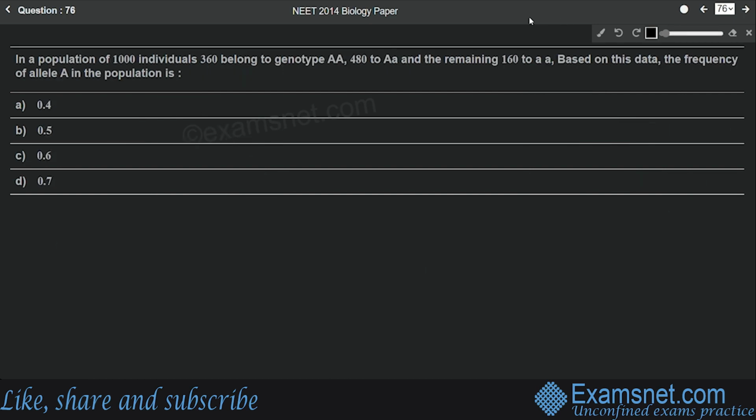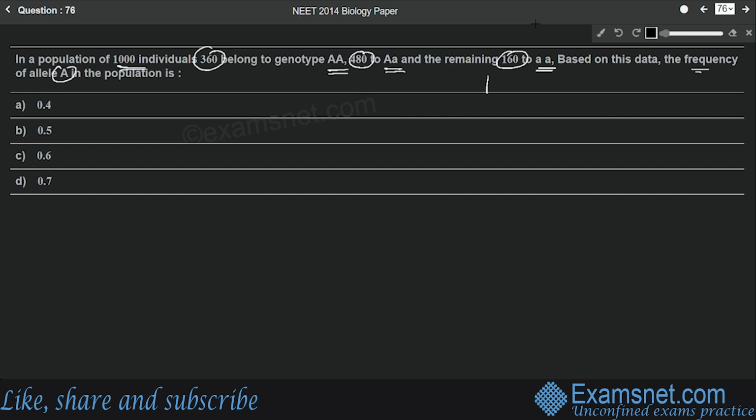Question number 76 is from the chapter Evolution, and the question is, in a population of 1000 individuals, 360 belong to genotype A, 480 belong to A small a, and the remaining 160 small a small a. Based on this data, the frequency of allele A in the population is.